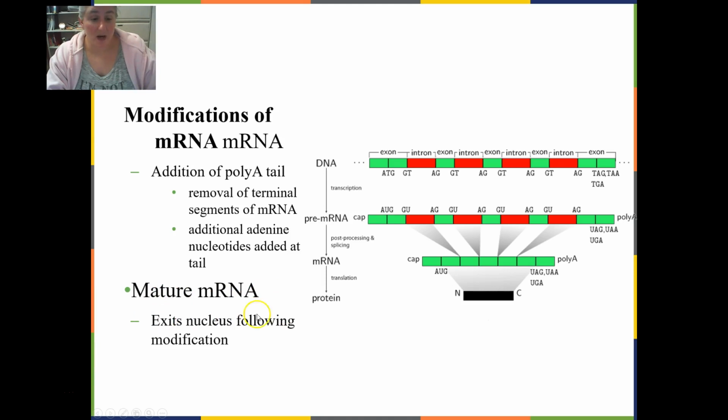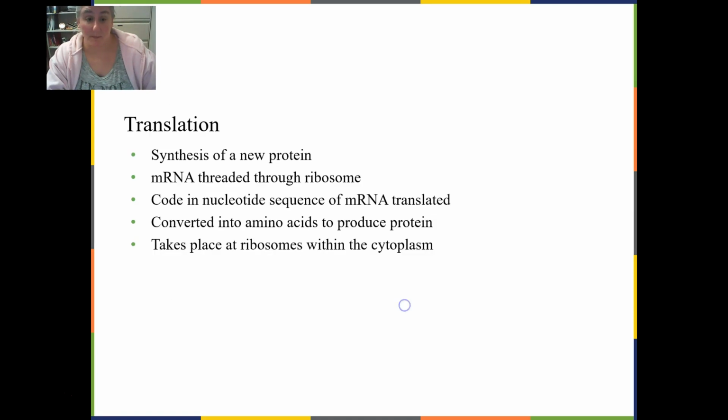Now that we have the messenger RNA, we can leave the nucleus through those nuclear pores and enter the cytoplasm or the rough ER and attach to a ribosome.